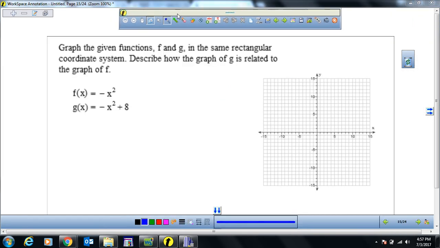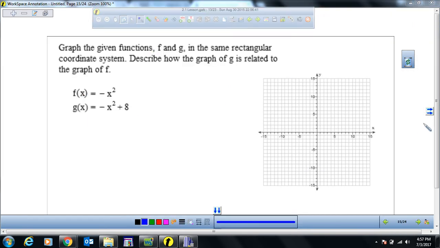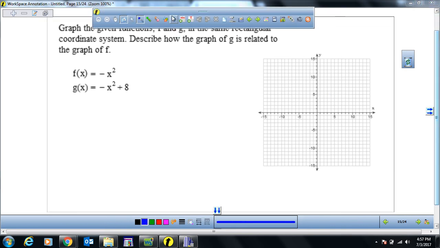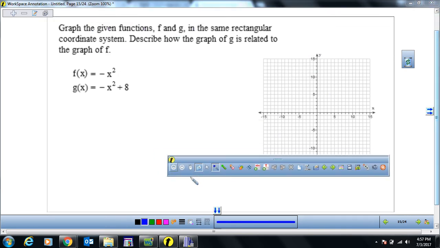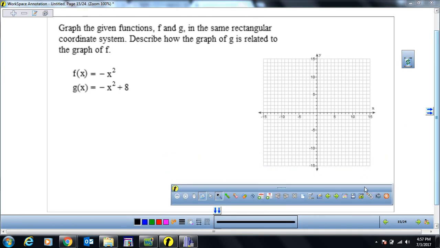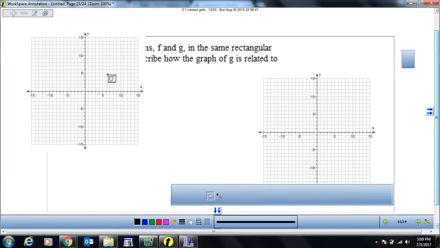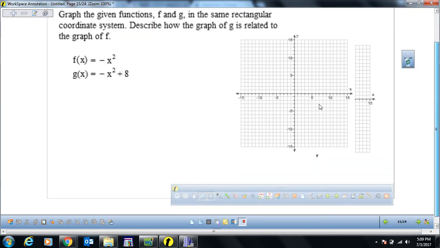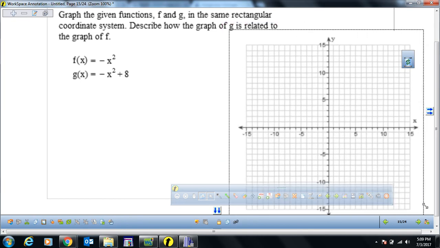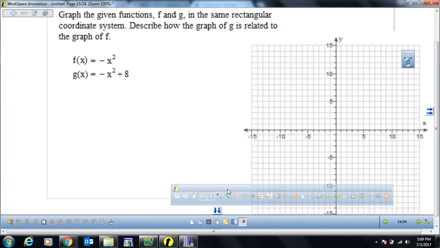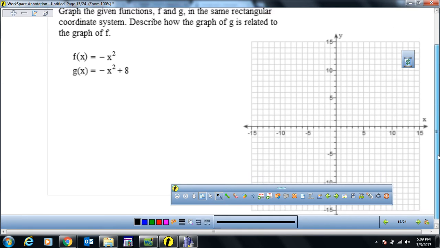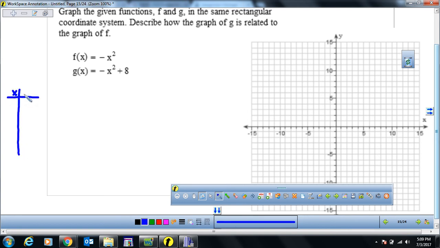Now we're going to be graphing these two functions f and g in the same rectangular coordinate system and describe how the graph of g is related to the graph of f. Okay, so let's go ahead and start with f of x as usual. To create the graph of f of x, we need to construct a table of values. And remember, f of x equals negative x squared.